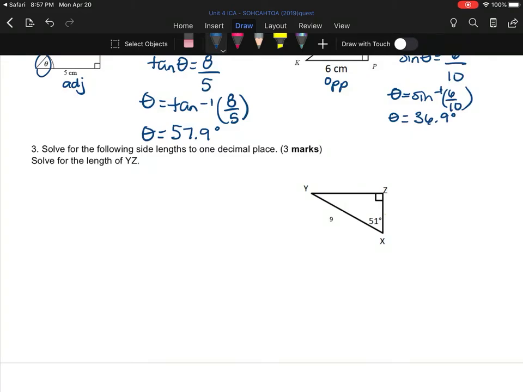Okay, so this question number 3 is asking for the side length YZ. So I'll just highlight that. That's this side here. Okay, so now we have an angle. So we have 51 and we have the hypotenuse. So then the side over here, this highlighted side, the YZ, that is the opposite side. Okay, so we'll use, again, sine, opposite over hypotenuse.